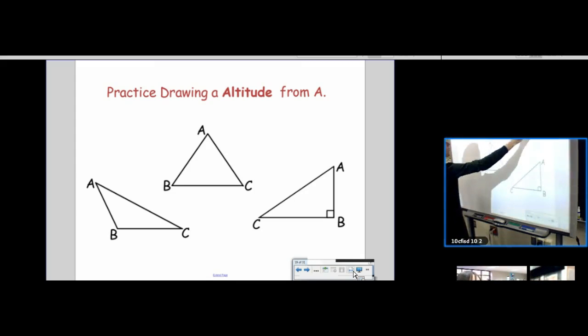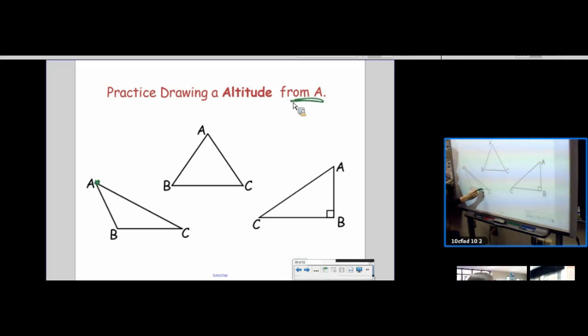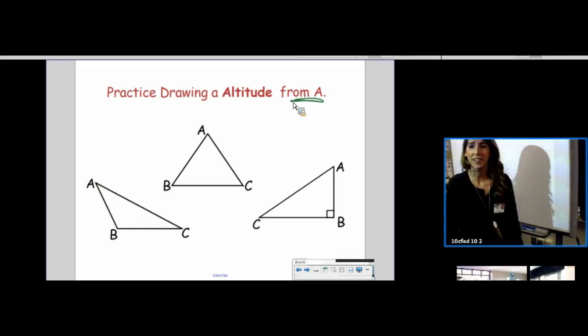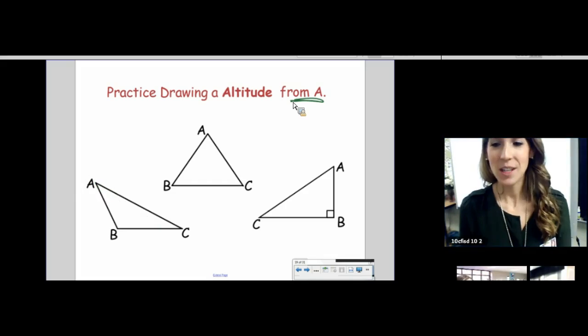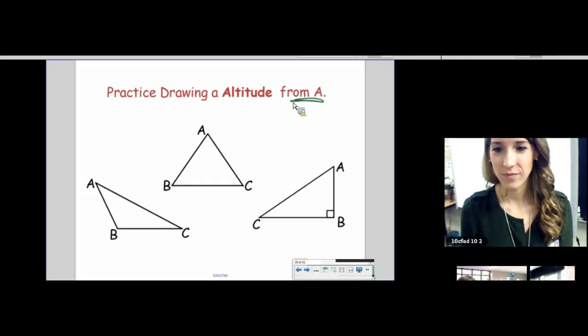Draw an altitude from angle A. Okay, so I'm going to try and draw an altitude. Oh, I'm not 90 degrees. I'm not 90. I'm not 90. Oh, no. None of those are perpendicular to the opposite side. So what do I have to do?